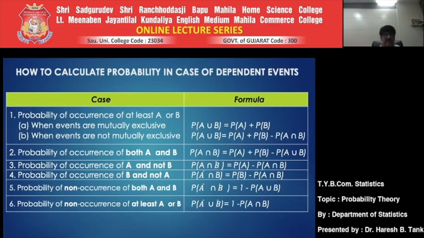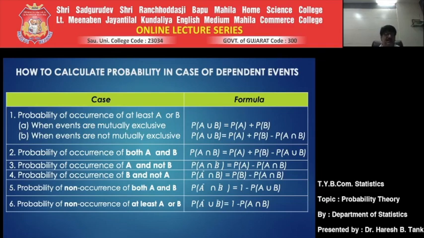The third case, probability of occurrence of A and not B. Probability of happening A but not happening B. That means we are talking about B complement. So again the connector is and. Since the connector is and, we are talking about intersection. So it is probability of A intersection B complement.